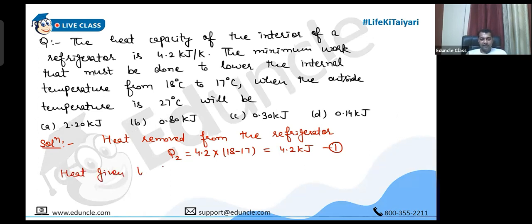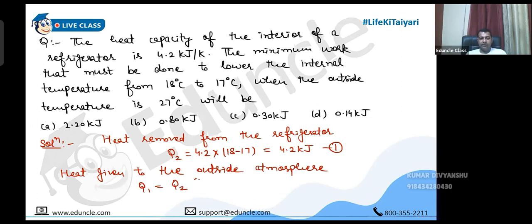Now the heat given to the outside atmosphere, Q1 and Q2. Now we are taking the outside temperature to be T2. If we are taking the outside temperature as T2, let me write T out by T in so that there is no confusion regarding T2, T1. This will be fine. So Q2 is 4.2 kilojoule.